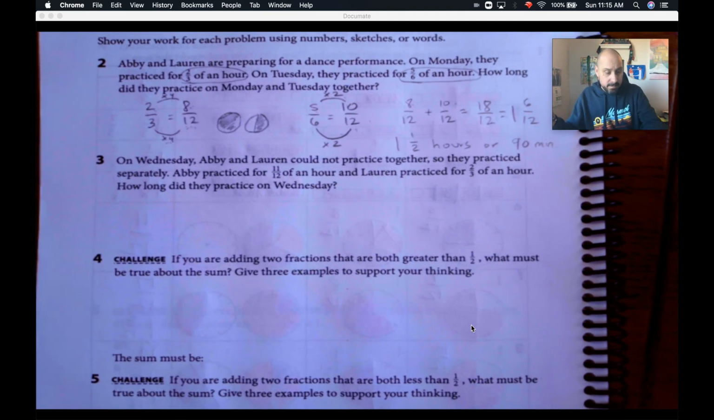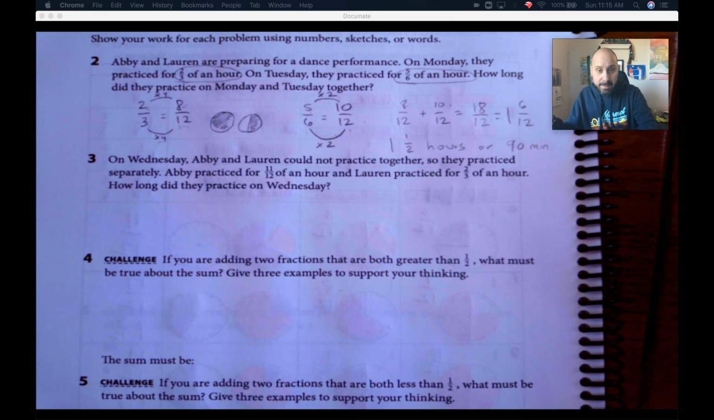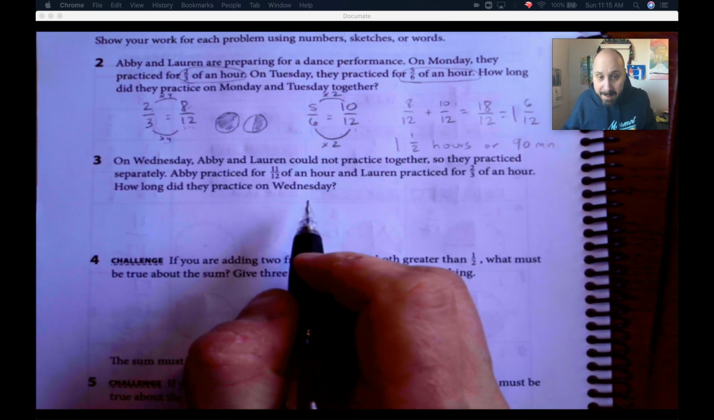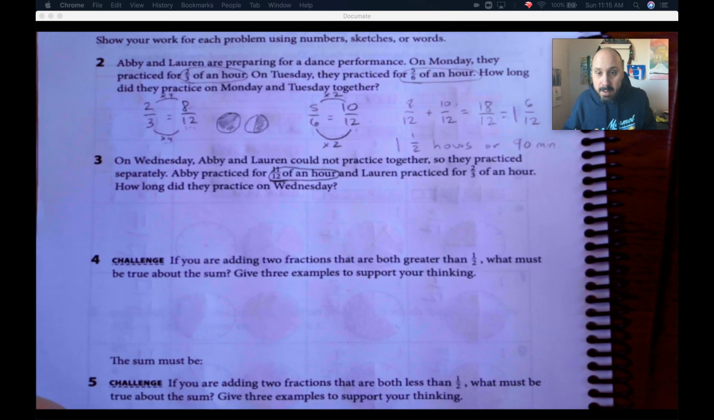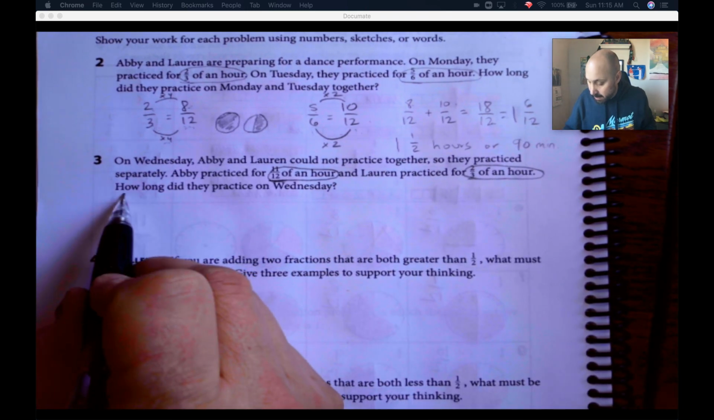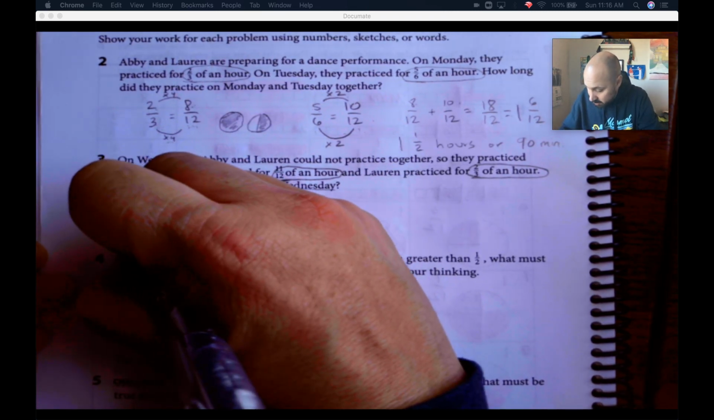All right, number 3. On Wednesday, Abby and Lauren could not practice together, so they practiced separately. Abby practiced 11/12 of an hour. Lauren practiced 2/3 of an hour. How long did they practice on Wednesday all together? So 11/12, that's nice. That's already done for us.